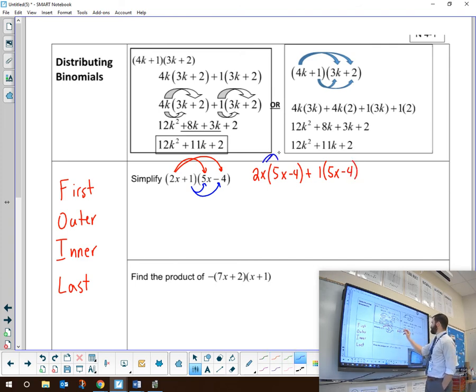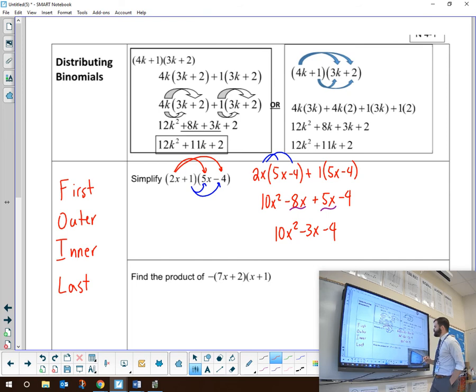So 2x times 5x, 2x times negative 4. 2x times 5x is 10x squared. 2x times negative 4 is negative 8x. 1 times 5x is 5x. 1 times negative 4 is negative 4. Then we combine like terms, and we're going to get 10x squared minus 3x minus 4.